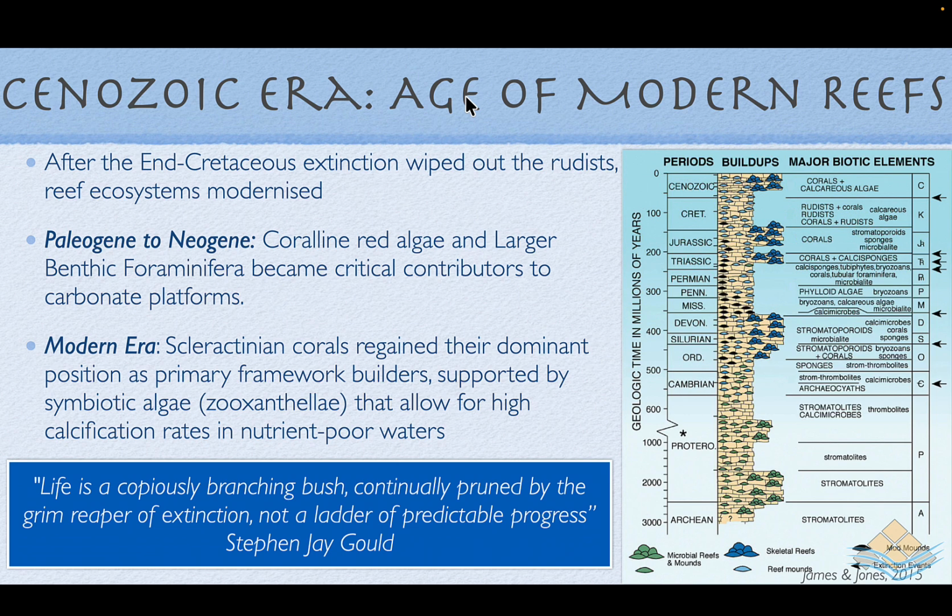Let's now put that into the framework of extinction events. I'll give you a quote from Gould, who said, "Life is a copiously branching bush that's continuously pruned by the grim reaper of extinction. It's not a ladder of predictable progress." The way in which we consider evolution has changed drastically in the last half century, from Darwinian gradual evolution into global catastrophic events, greatly decimating the world's population.